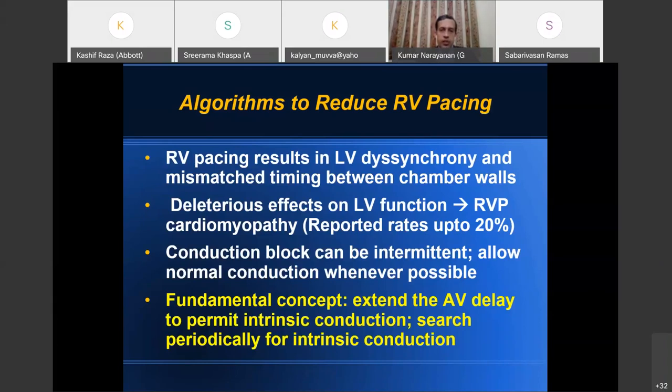So the concept of most of the algorithms to reduce ventricular pacing is to extend the AV delay to permit intrinsic conduction. And the second aspect of this is that they also search periodically for intrinsic conduction by periodically extending the AV delay. All right. So what are the different variations of this?